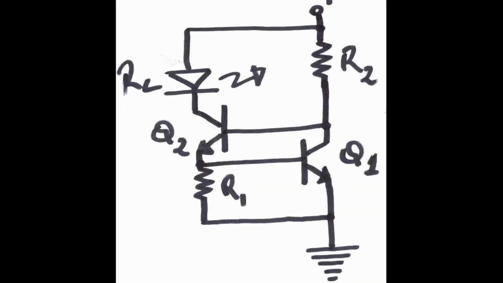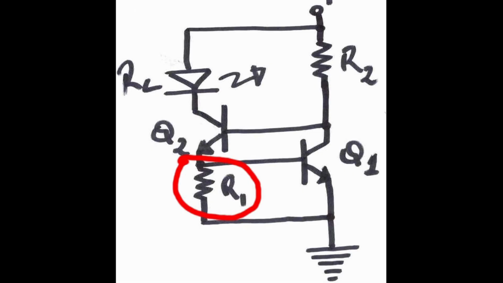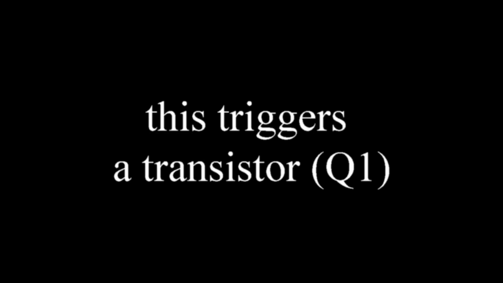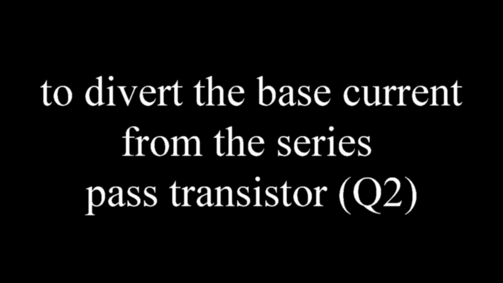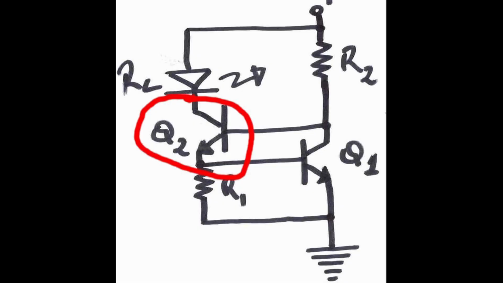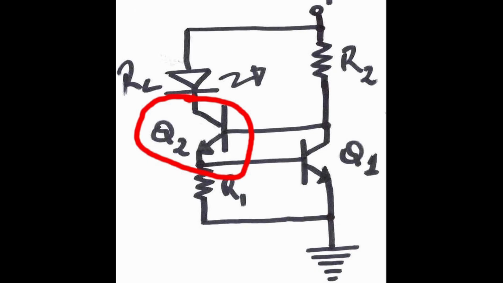Most current limiting circuits are simple like this one. A resistor, R1, is sized to drop 0.7 volts when the load current is at its maximum. This triggers a transistor, Q1, to divert the base current from the series pass transistor, Q2. The result is the reduction of the current on the pass transistor, Q2.